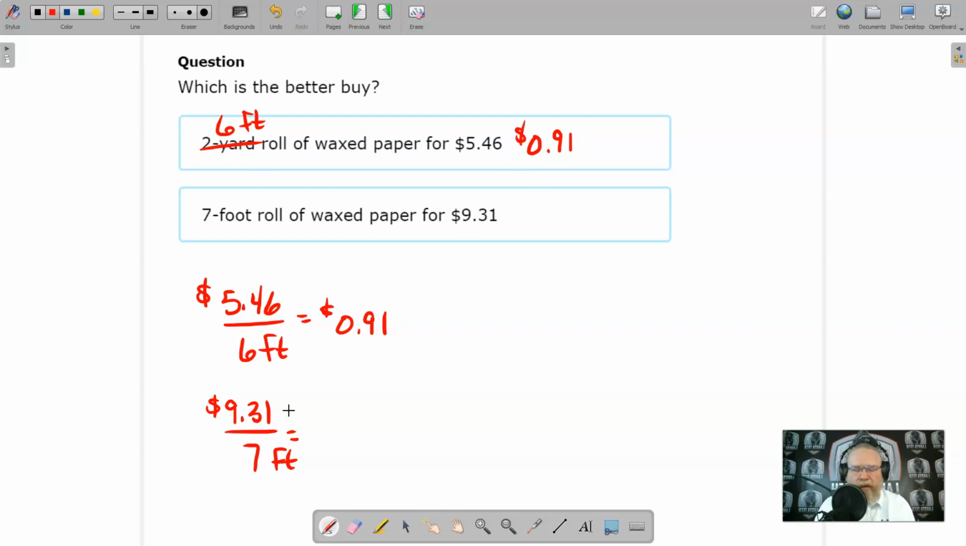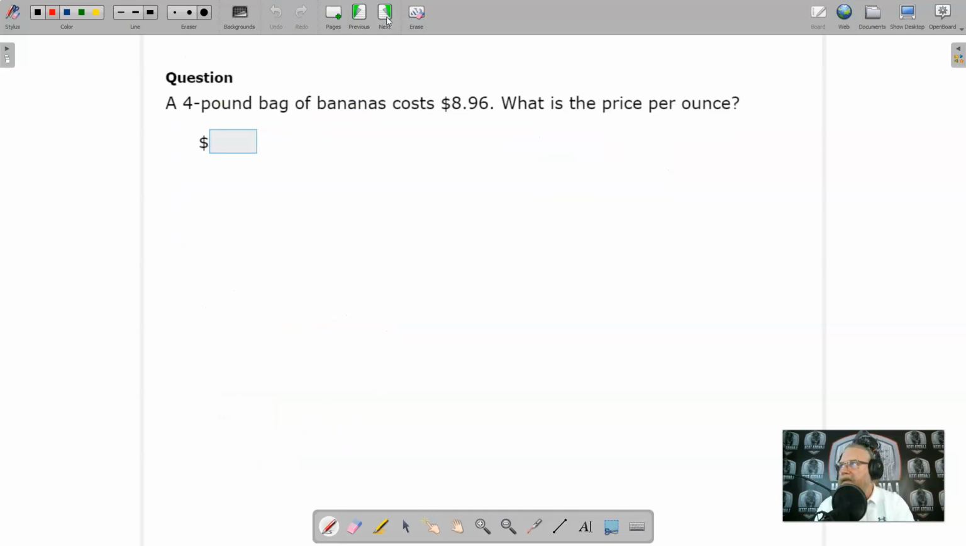And down here, we got 9.31. Going to divide that by 7. And that's going to give me, well, big difference, 1.33. So that's $1.33 per foot. Notice that each of these is going to be per foot each time. So per FT. As you do your calculations, you'll realize the labels matter.